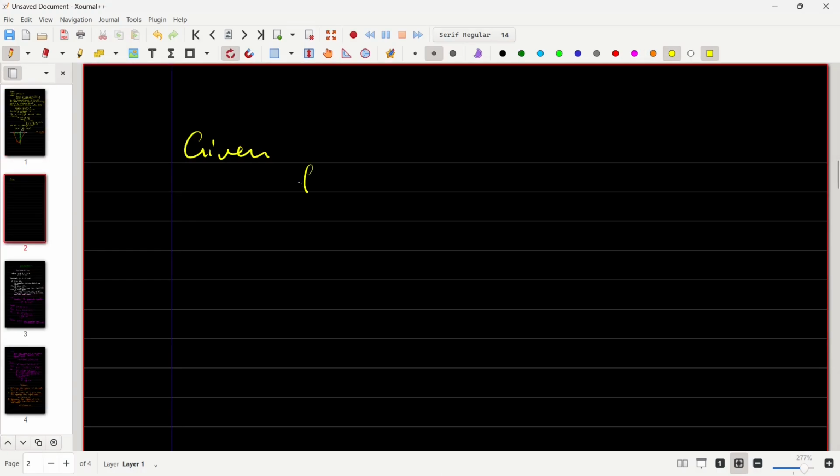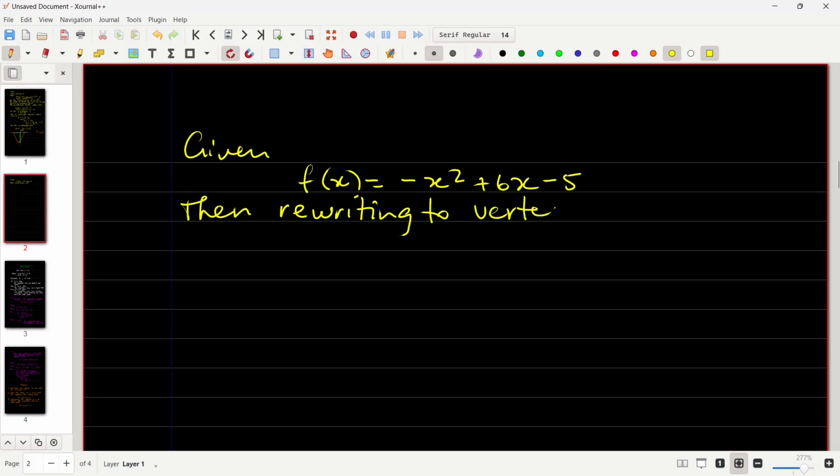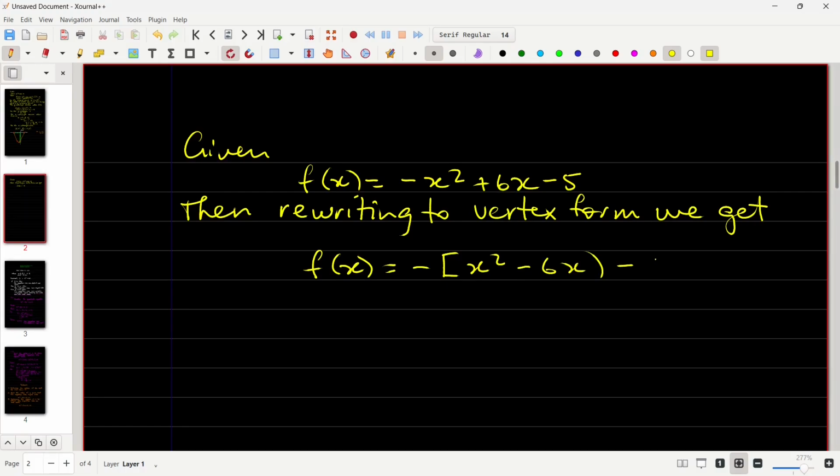Given f of x is equal to minus x squared plus 6x minus 5, then rewriting to vertex form, we get f of x is equal to minus, open bracket, x squared minus 6x, close bracket, minus 5. You know what, let me just put this in the same bracket here. All right, then we're going to do the separation in the middle. So f of x is equal to minus, open bracket, x squared minus 6x.